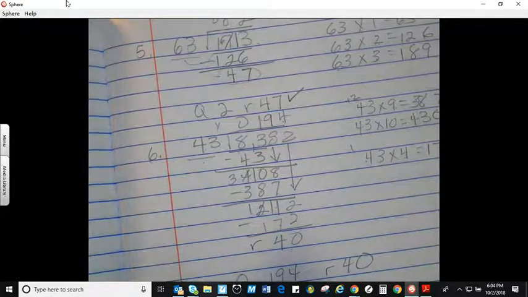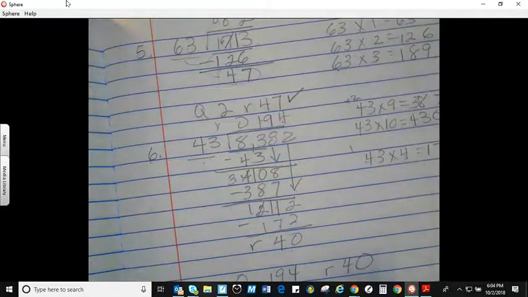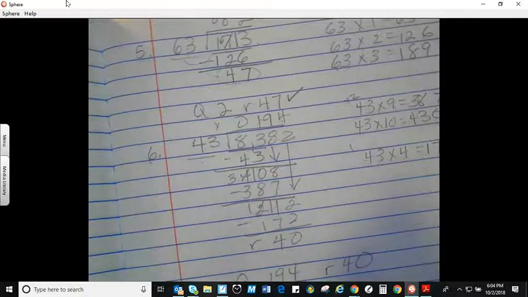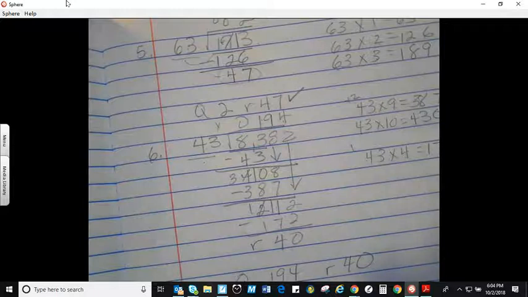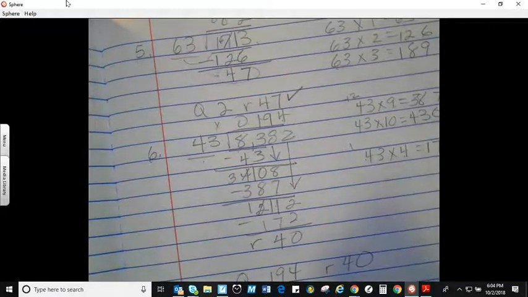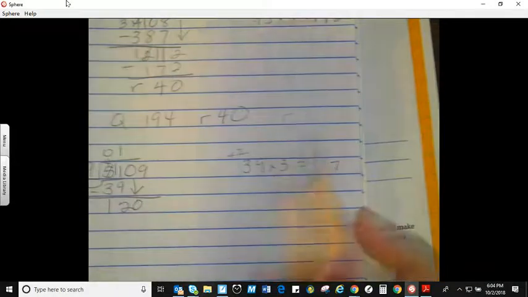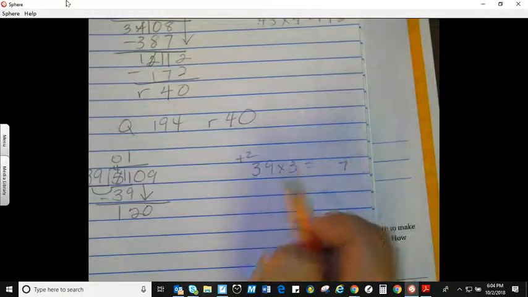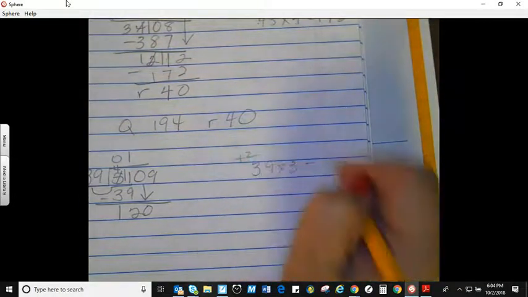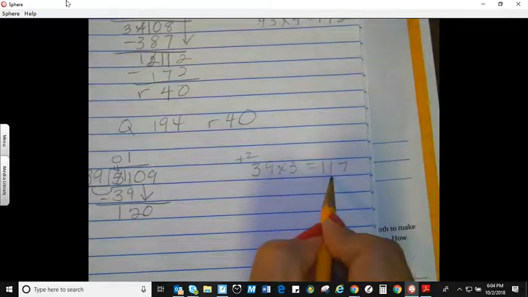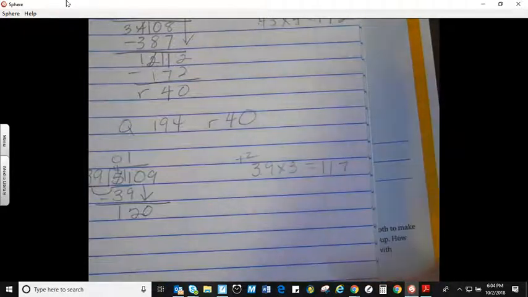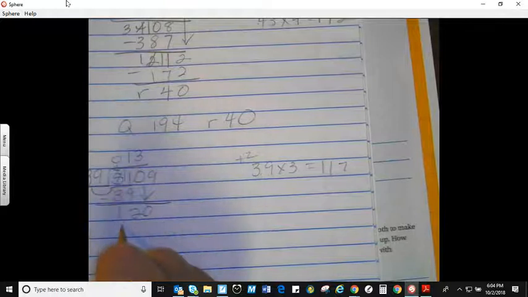And so I said that it was going to be a 3. 39 times 3 equals 3 times 9 is 27. Regroup my 2. Oops, sorry about that. I'm going to regroup my 2. 3 times 3 is 9, plus 2 is 11. And that's going to be as close as I can get, so that's correct. It's 117.